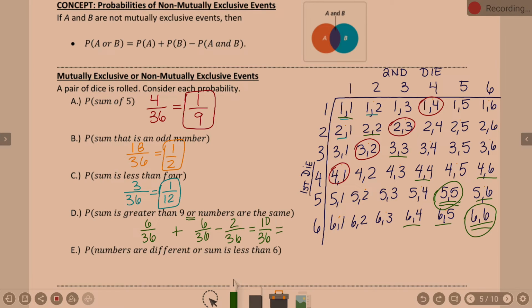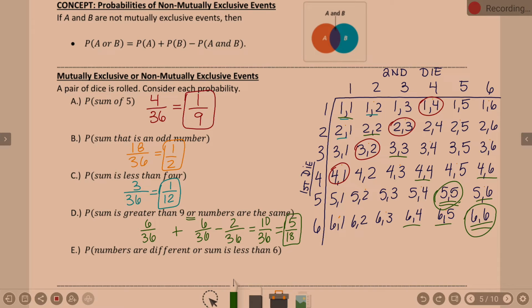Which is what? It reduces to 5/18. Now, could you have just counted up how many pairs were included here? It is possible. There are times that the easy shortcuts work. There are times where we need to understand the concept behind it, which is why I went through it. But if we just count these up without overlapping these two, it does add up to be 10 of them out of 36.